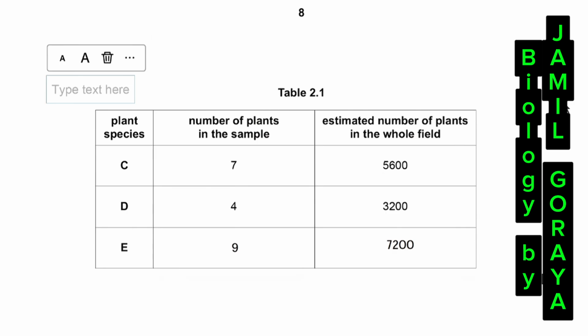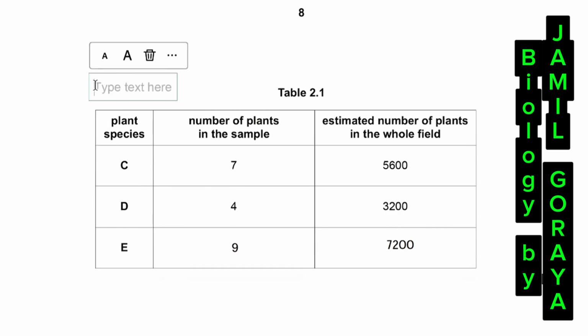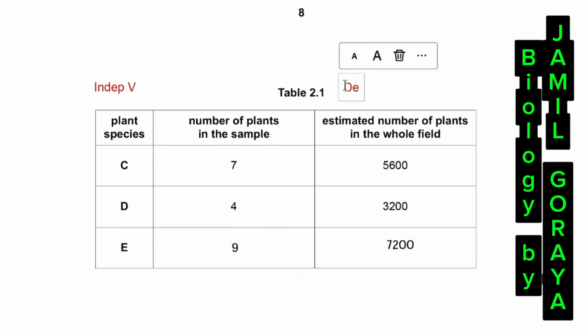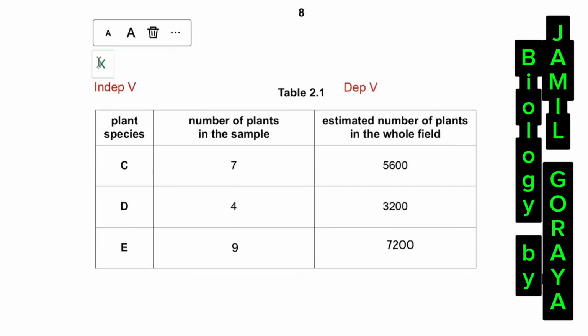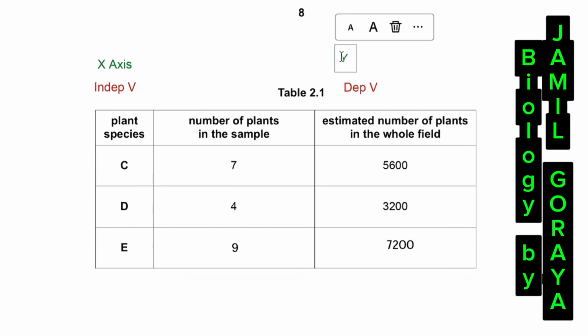Third type of graph is a bar chart. Rules are same. First of all, identify the independent variable that is on the leftmost column, plant species as per given data. So this is independent variable. And this rightmost column, it is showing dependent variable. Now, independent variable is always plotted on x-axis and dependent variable on y-axis. Always remember this key point.